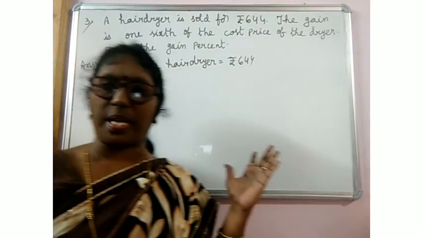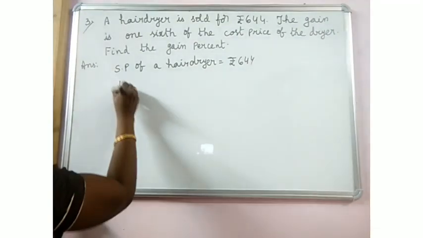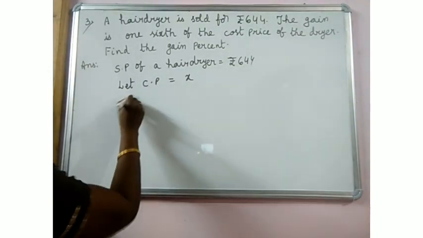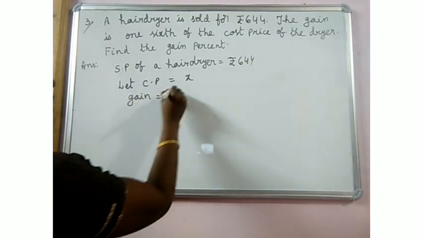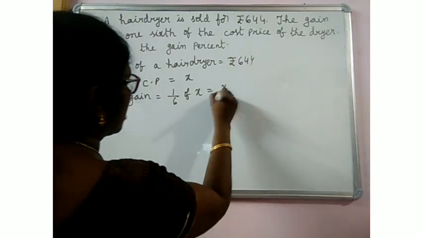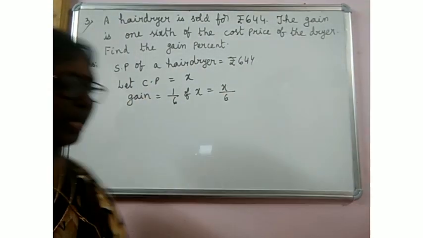Do you know the cost price? We don't know the cost price. Let us think that cost price is equal to X. Now gain we can find. Gain is 1/6 of the cost price X. That means X by 6. Now find the gain percent.